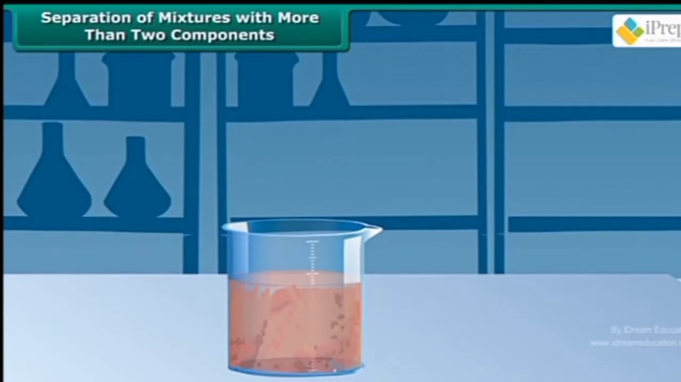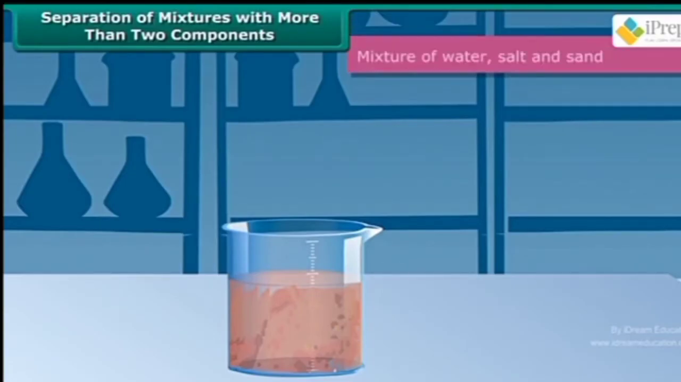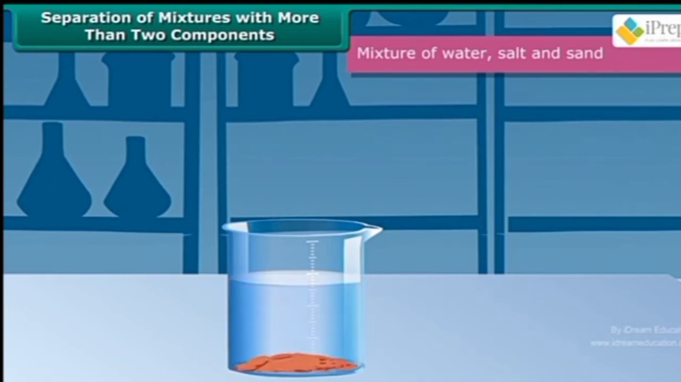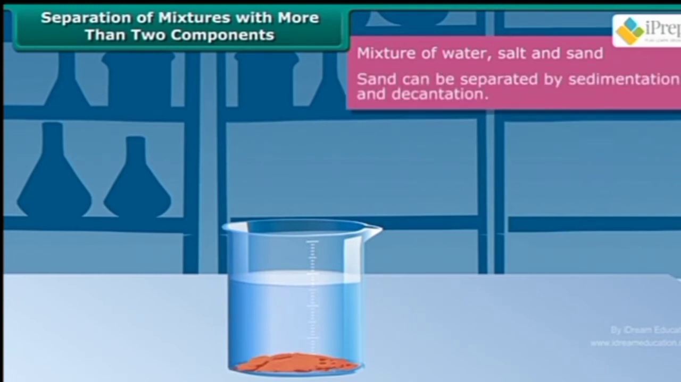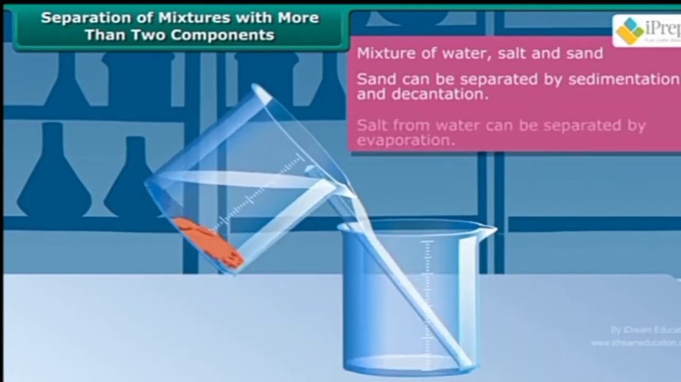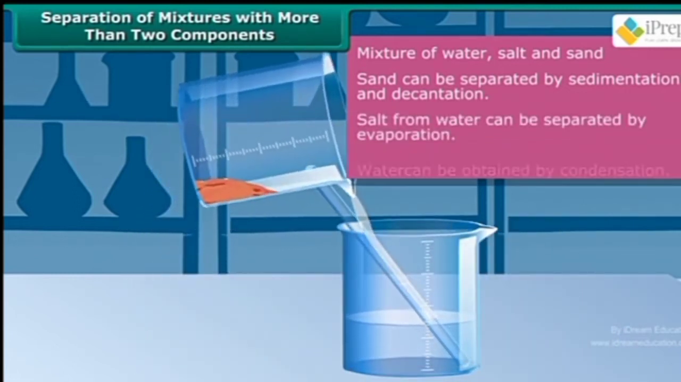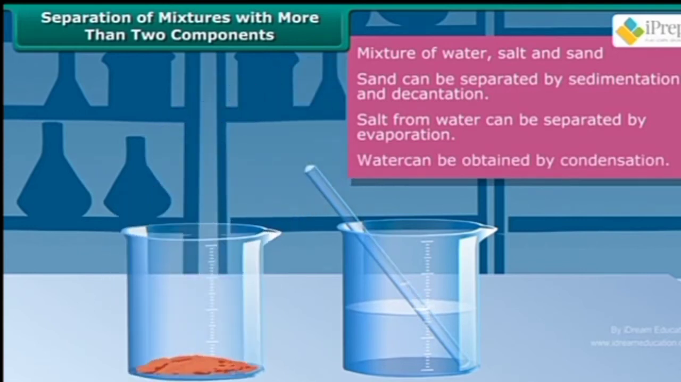Do a workout. If you are given a mixture containing water, sand and salt, how will you separate the three components from one another? You will leave the mixture undisturbed for a while to separate sand. Sand, which is heavy and insoluble in water, settles down at the bottom of the container. The mixture is then separated by decantation to get sand. Now, salt, being soluble, is completely dissolved in water. This is done through evaporation and condensation.